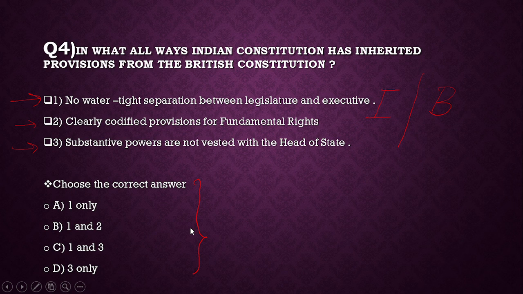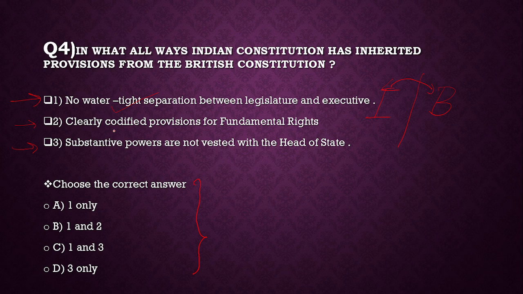Look at the statement 1. No watertight separation between legislature and executive. See, both the Indian Constitution and British Constitution follow a parliamentary system of government. The parliamentary system is based on the doctrine of coordination and cooperation between legislature and executive. The executive is derived from the legislature, unlike the US system, which is based on the doctrine of separation of power. So there is no watertight separation between legislature and executive. So statement 1 is correct.